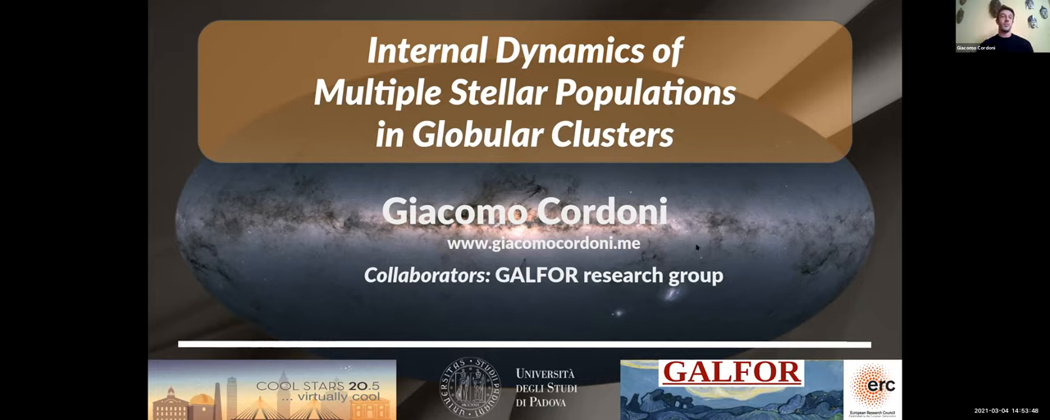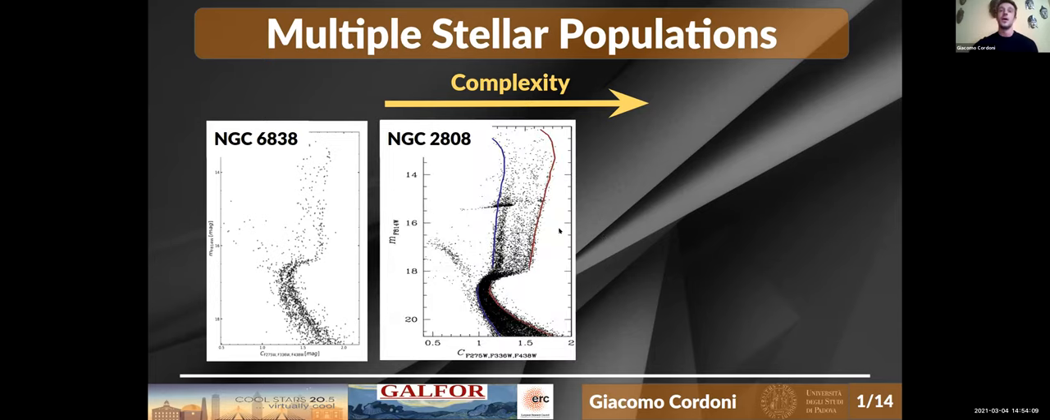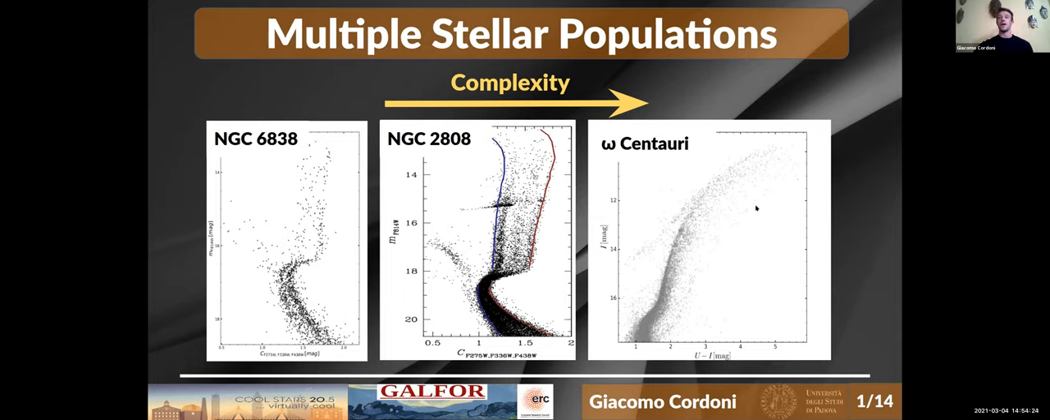For instance, we have apparently very simple cases like NGC 6838 shown here, where you can see that on the color magnitude diagram there are only two sequences, or in other words, only two stellar populations. But we also have more complex cases like NGC 2808, where the CMD is very complicated, and we know that there are at least five different stellar populations. And we also have some extremely complicated cases, like the very famous Omega Centauri already cited by Fabiola, where we know that there is a very large number of stellar populations, even though stating the actual number is very complicated.